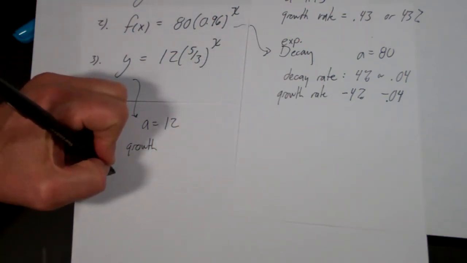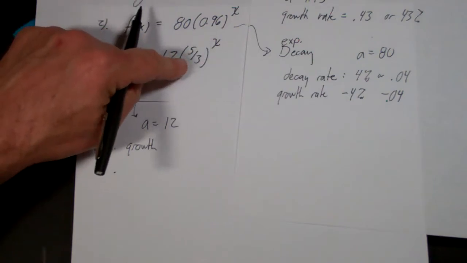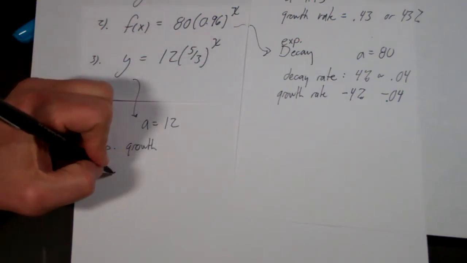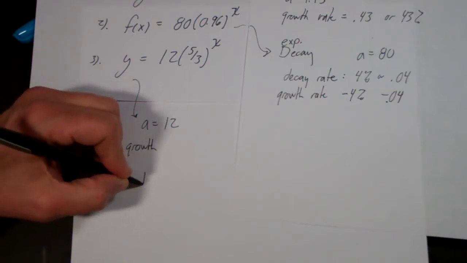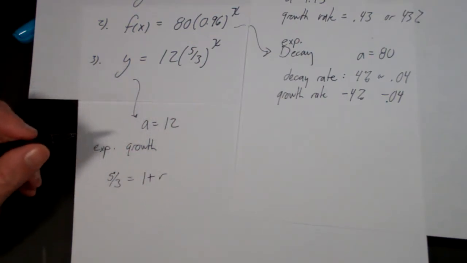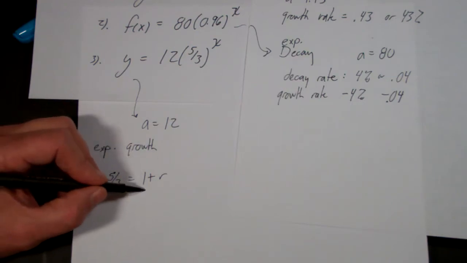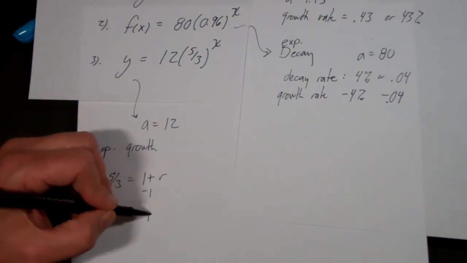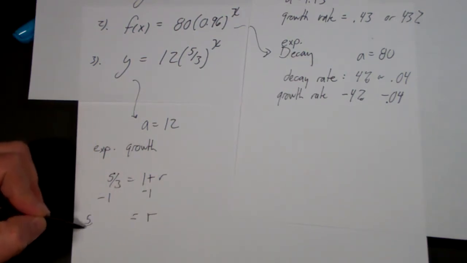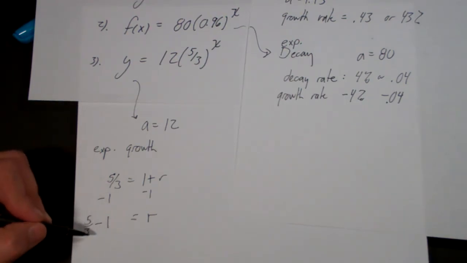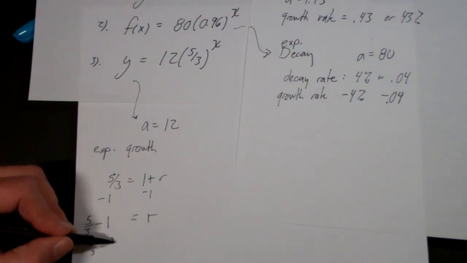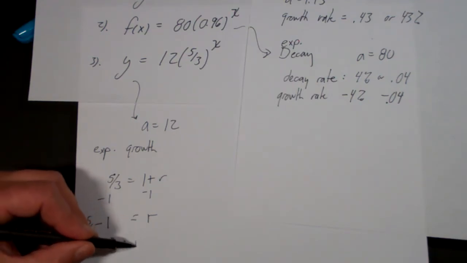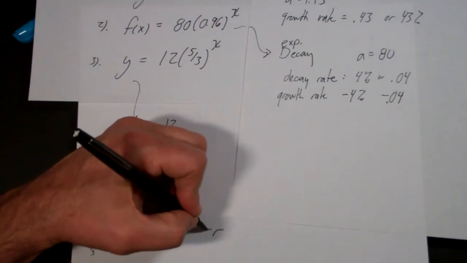And to find the growth rate, this is exponential growth because this is greater than 1. And the way that you find it, remember 5/3 is equal to 1 plus r. So the way that you figure out what r is, you simply subtract 1 from both sides. So that's 5/3 minus 1. You have to put it over a common denominator, and you get 5/3 minus 3/3, where r is 2/3.